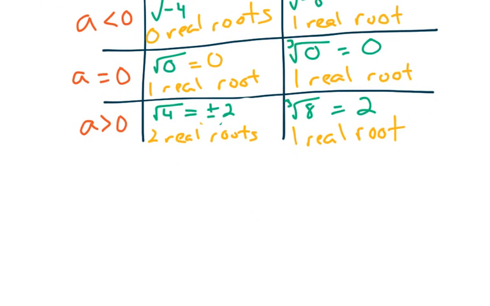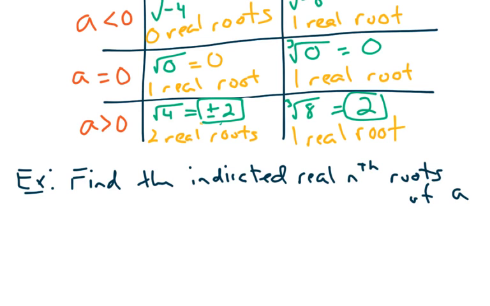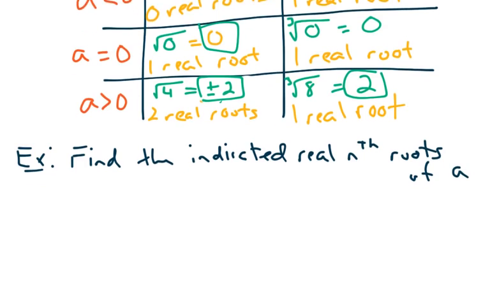Okay, so let's use this table to do some examples. The directions will say, find the indicated real nth roots of a. So what the directions are asking for is not how many there are. Your answer is going to be something like plus or minus 2, or positive 2, or 0, or something like that. We're not looking for how many, we're actually looking for what they are.